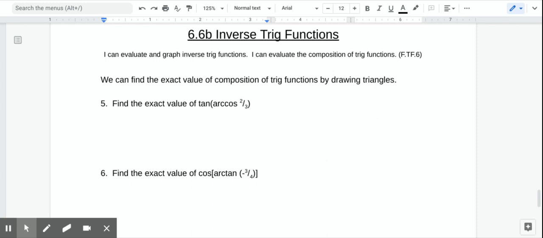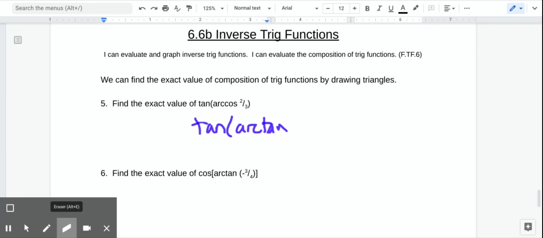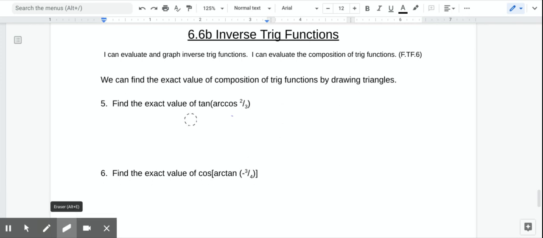In the second part of 6.6, we're going to look at composite functions of these trig functions. In 6.6a, we looked at things like tangent of arctangent, and we said that usually tangent and arctangent cancel each other out. Well, this time we're doing things like tangent of arc cosine. Those aren't going to cancel each other out, so we're going to solve these by drawing triangles.